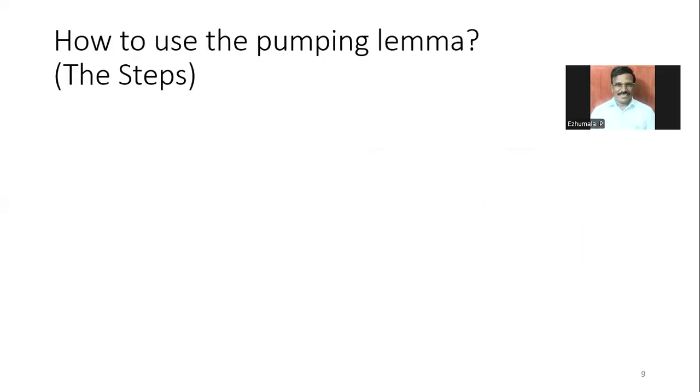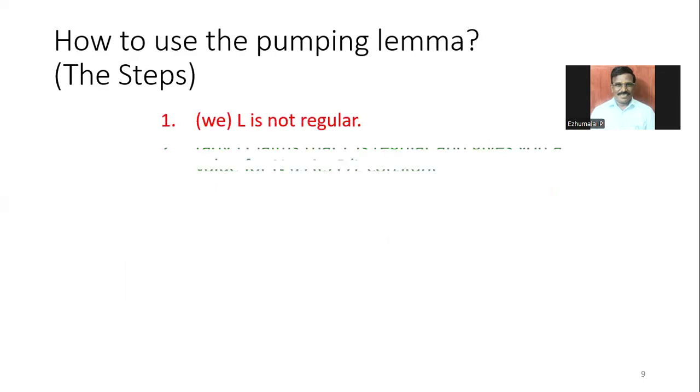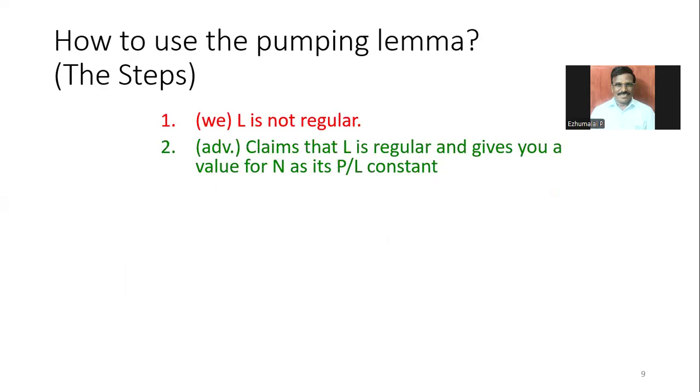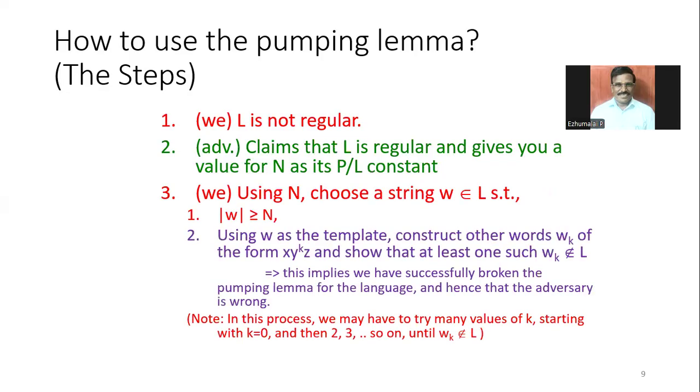How to use the pumping lemma, the steps. L is not regular. Next, the adversary claims that L is a regular language and gives a value of n, the pumping lemma constant, which is the number of states. Choose a string w belonging to the language such that |w| is greater than or equal to n. Using w as a template, construct other words wk of the form x y^k z and show that at least one such wk does not belong to L. If it does not belong to L, then the language is not regular.